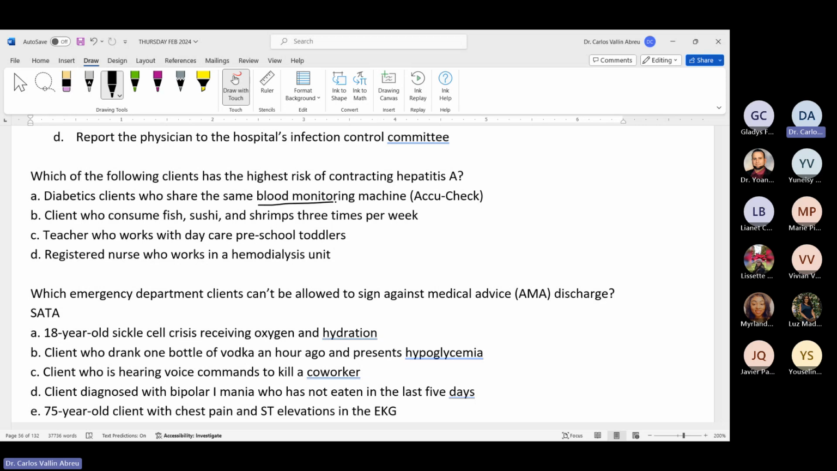So, diabetic clients who share the same blood monitoring machine. Sharing the same AccuCheck machine could be a source of contamination of blood. And blood is important for blood-borne pathogens, for hepatitis B, hepatitis C, and hepatitis D, which are the blood-borne pathogen related hepatitis. So we can rule this out because we're talking about hepatitis A.